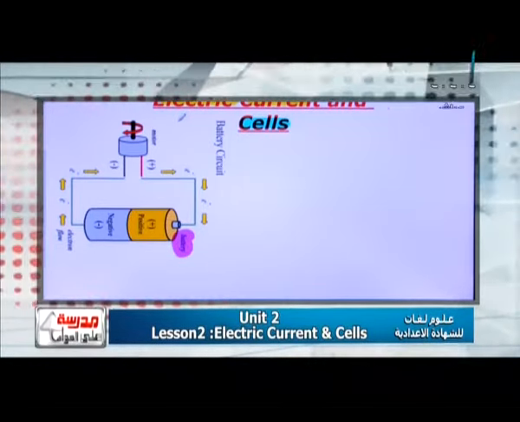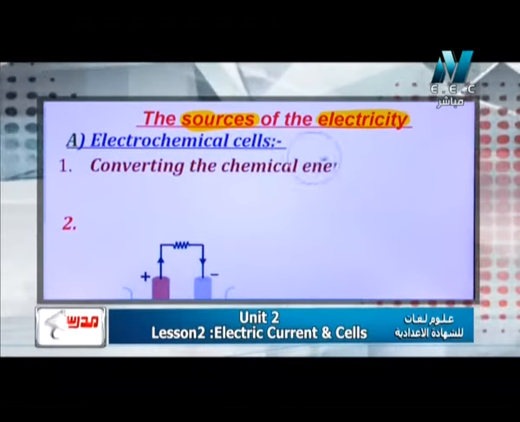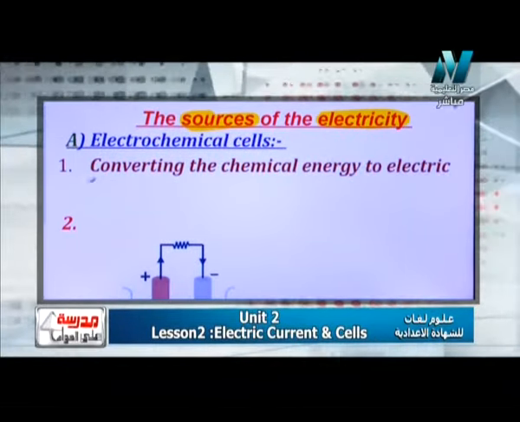Number one, we have electrochemical cells, as we studied before in first prep. Electrochemical cells change the chemical energy into electric energy. So how can we describe the electrochemical cells? Number one, converting the chemical energy to electric energy.